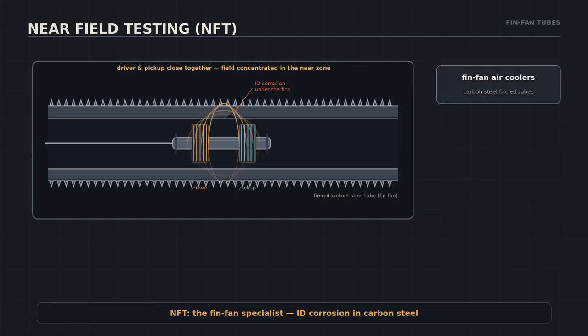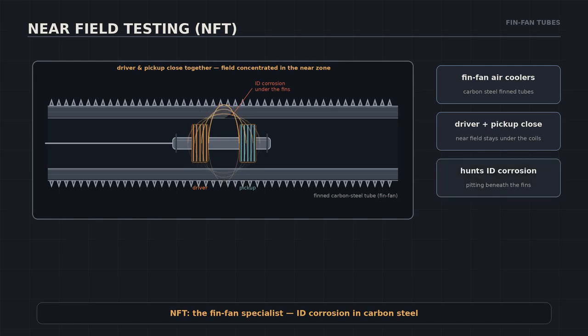Near-field testing, the fin fan specialist. Air cooler tubes are carbon steel with external fins, and the corrosion that matters hides on the inside surface, beneath the fins. NFT puts a driver coil and a pickup coil close together, so the field stays in the near zone, concentrated directly under the coils. That tight, intense field is sensitive to inside pitting even in ferromagnetic steel, at nearly the speed of ECT. When your fin fan tubes start losing wall, NFT is the tool.